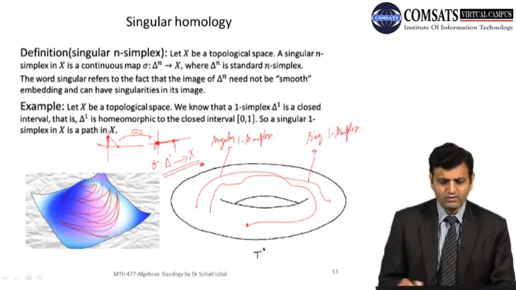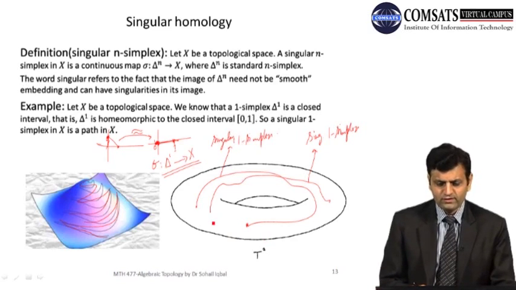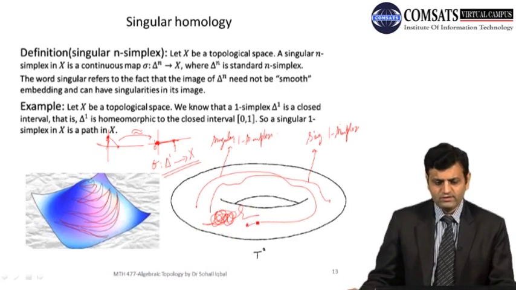topological space X should be continuous, and once again the image could be of any form, so it could be of this form as well. Okay, so something like this. It is also a path. It may not be smooth, or it might have some singularities, but the point is it is just a continuous image of this one simplex.